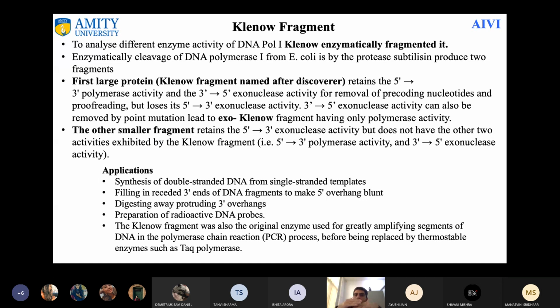So in this way you got two types of things. One has the exonuclease activity alone. If you want to perform a function in which you want removal of groups from the 5 prime to the 3 prime direction, then you can get this other fragment of your DNA Pol 1, which has only exonuclease activity in the 5 prime to 3 prime direction. Like in the previous lecture, when we were talking about nucleases, exonucleases break different strands. So this is one type of nuclease.